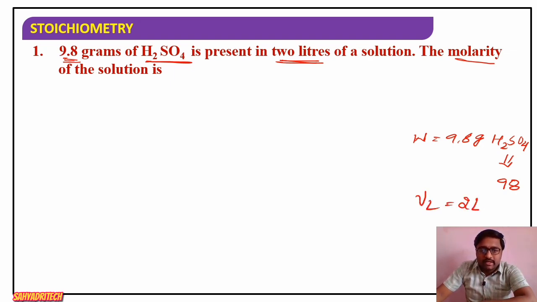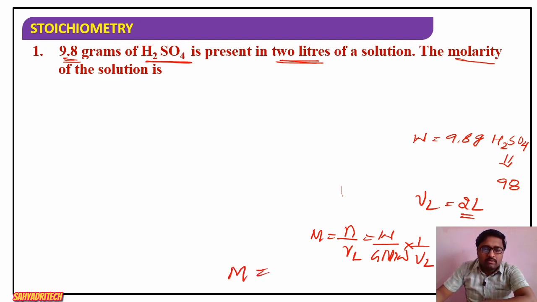How much? 2 liter. Okay, they are asking molarity. So what is molarity? Molarity formula: molarity, capital M, is equal to n by V in liters. We have this formula, or else W by gram molecular weight into 1 by V in liters. We have this formula also. Yes or no? So which formula is applicable here?